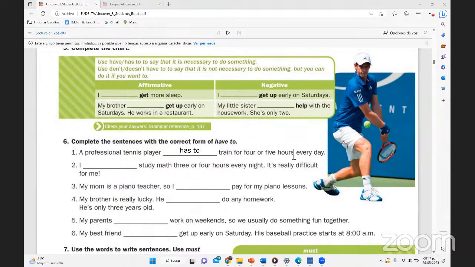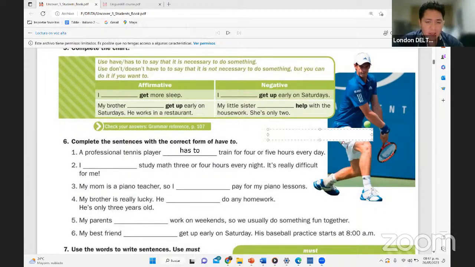I have to study math 3 or 4 hours every night. It's really difficult for me. Very well, I have to. Humberto Javier, please, number 3.